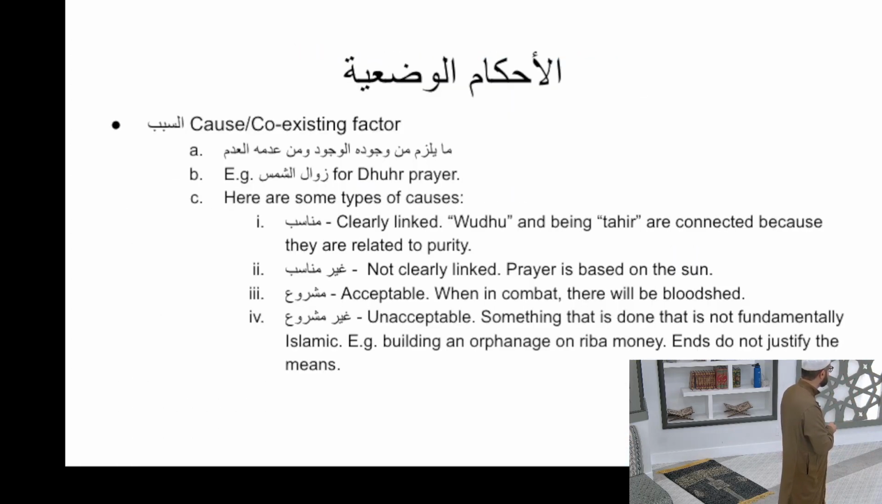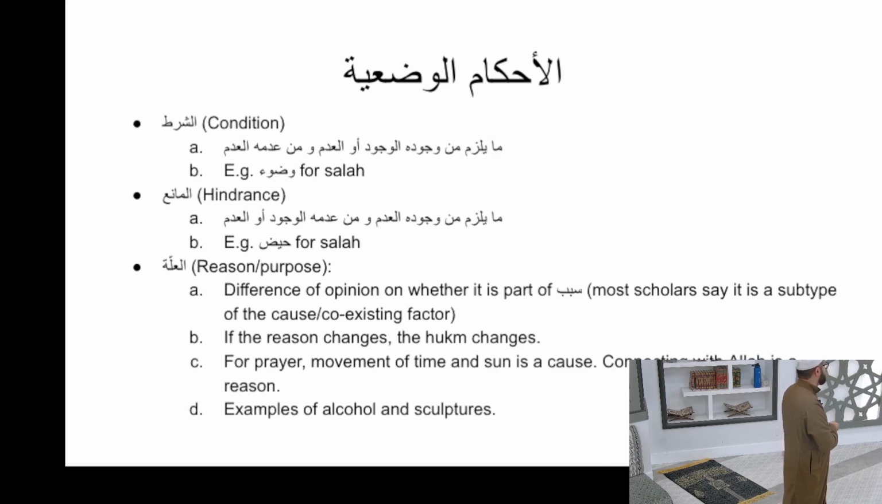A few more examples. For prayer example, movement of time and sun is a cause. That's for prayer. If I ask you, why do you pray Dhuhr? If you're saying, well, coexisting factors or causality, it's because time moves and the sun is in the sky somewhere. So I say both because sometimes you'll be in a position where the sun isn't there at all for 6 months at certain parts of the world. Sun doesn't come up. You don't pray at all.